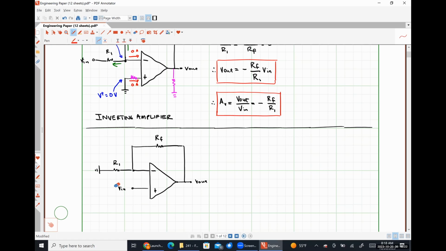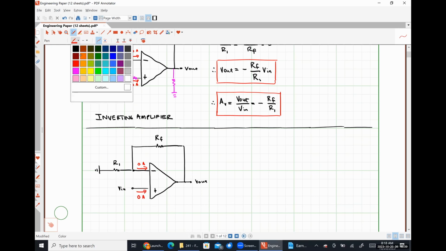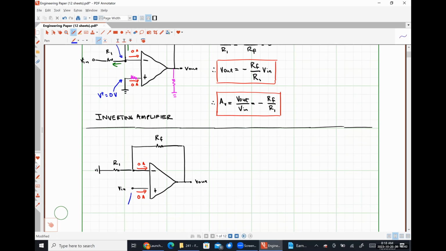So let's analyze this thing and figure out what our input-output relationship for this particular amplifier is going to look like. Applying step one, which is rule number one, we know that both of these currents must be zero. We can see by observation that the voltage present at the non-inverting input terminal is simply Vin, which means the voltage present at the inverting input terminal is also Vin.